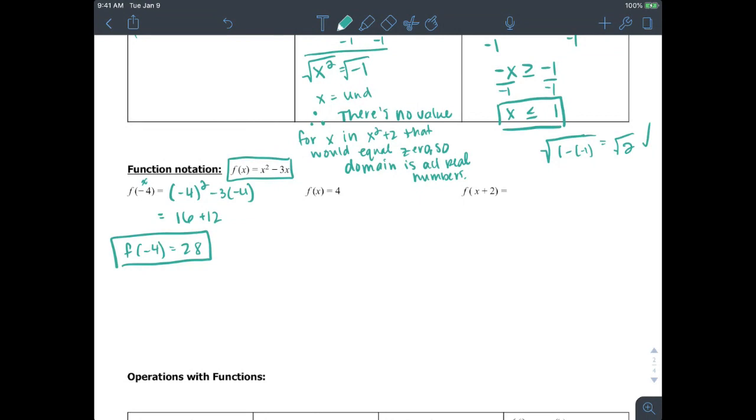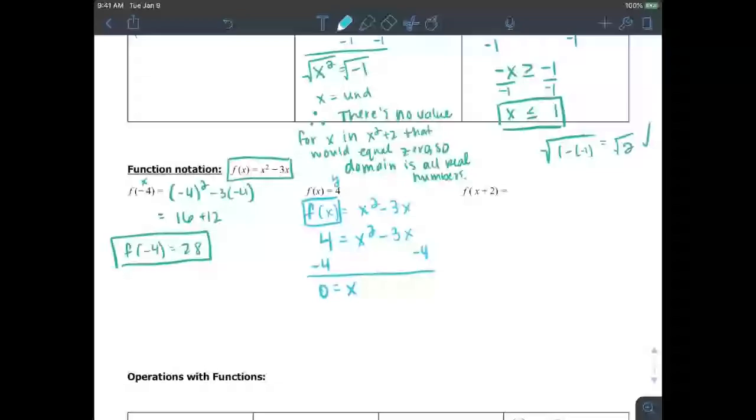All right, next one. We're going f of x is equal to 4. So this is my y value. So I'm going to be like f of x is equal to x squared minus 3x. All right, this f of x is equal to 4. So I'm going to replace that. So it's the output. How do you solve a quadratic? We get a 0 on one side. So 0 is equal to x squared minus 3x minus 4.